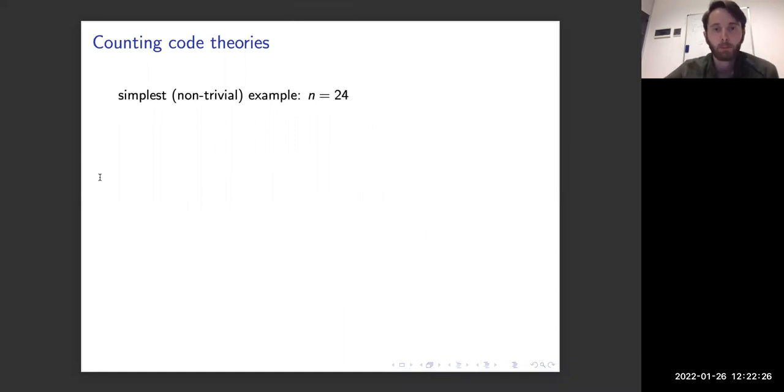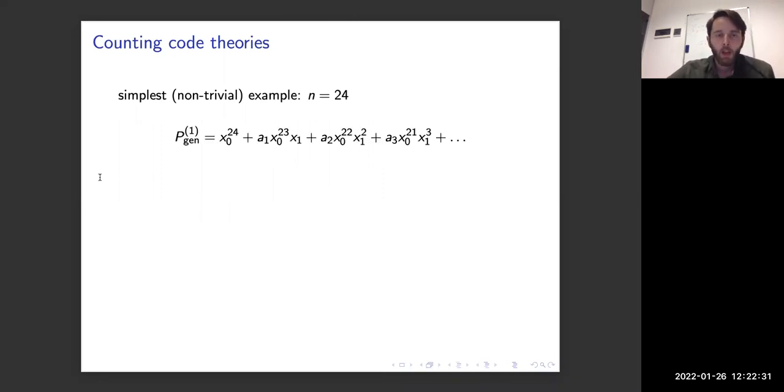So let's look at an example. N equals 24 is sort of the first non-trivial example. So first we write down the most general homogeneous degree n polynomial. It has, whatever, 24 undetermined coefficients.